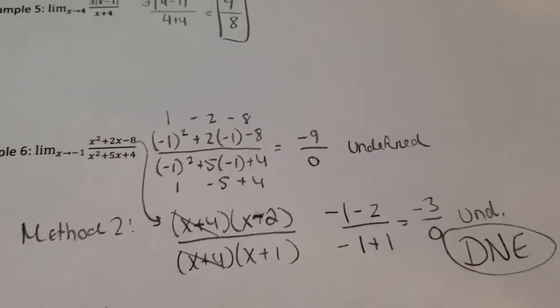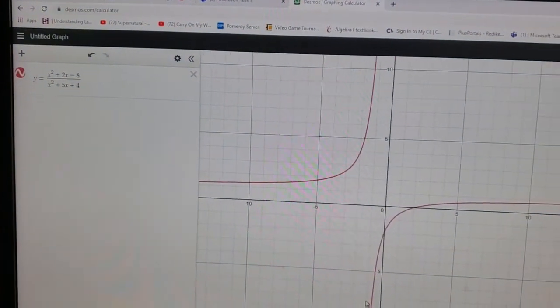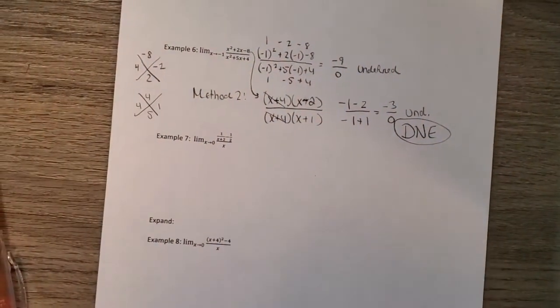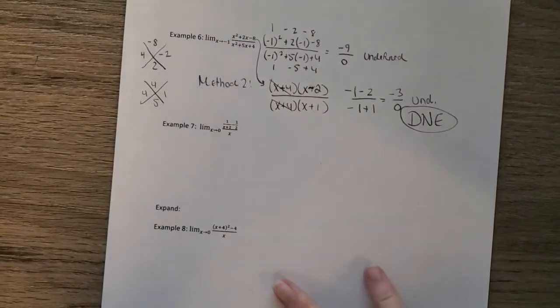So once you do your work, if you want to check, once again, make the graph on Desmos and see if it matches your solution. So let's look at number 7. This one gets a little more complicated.